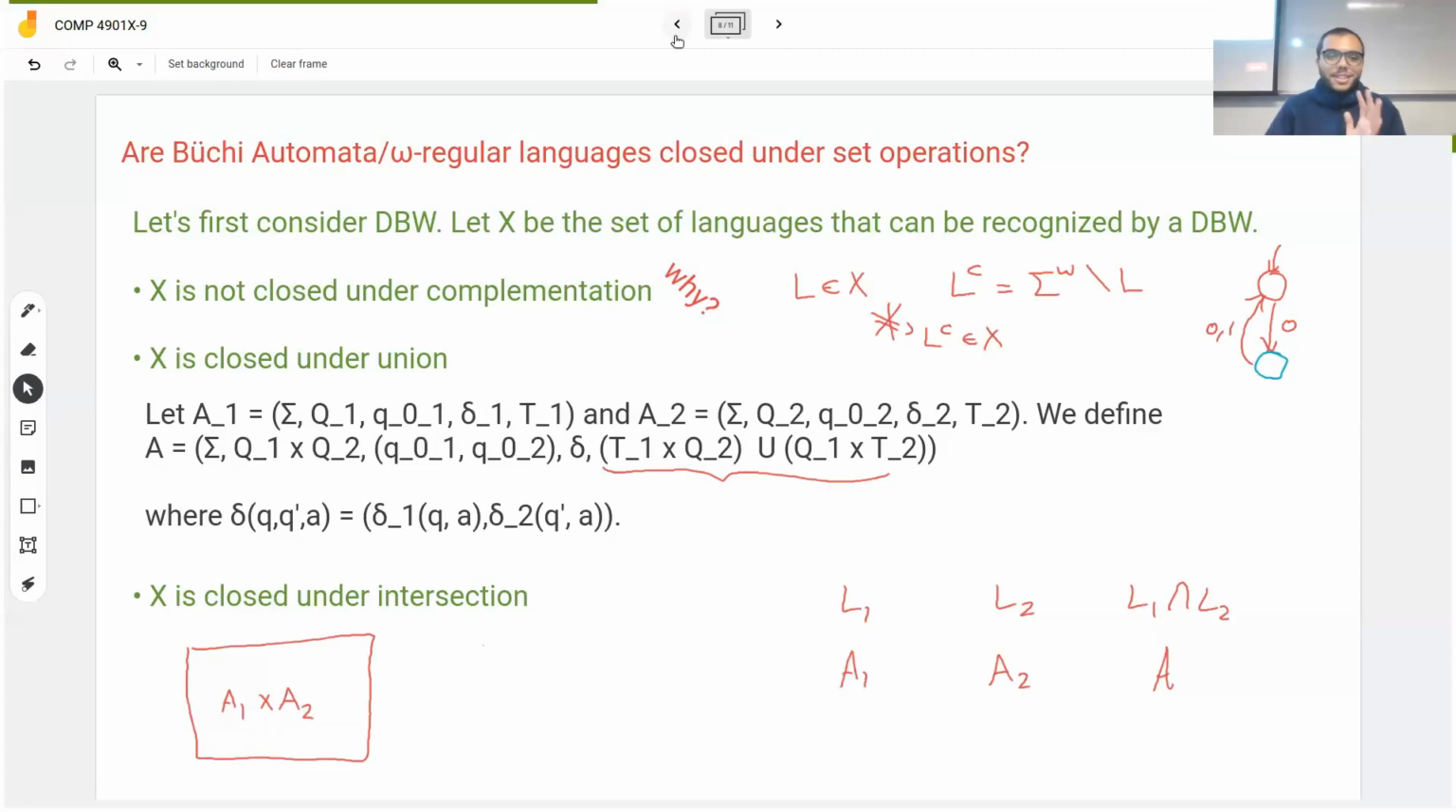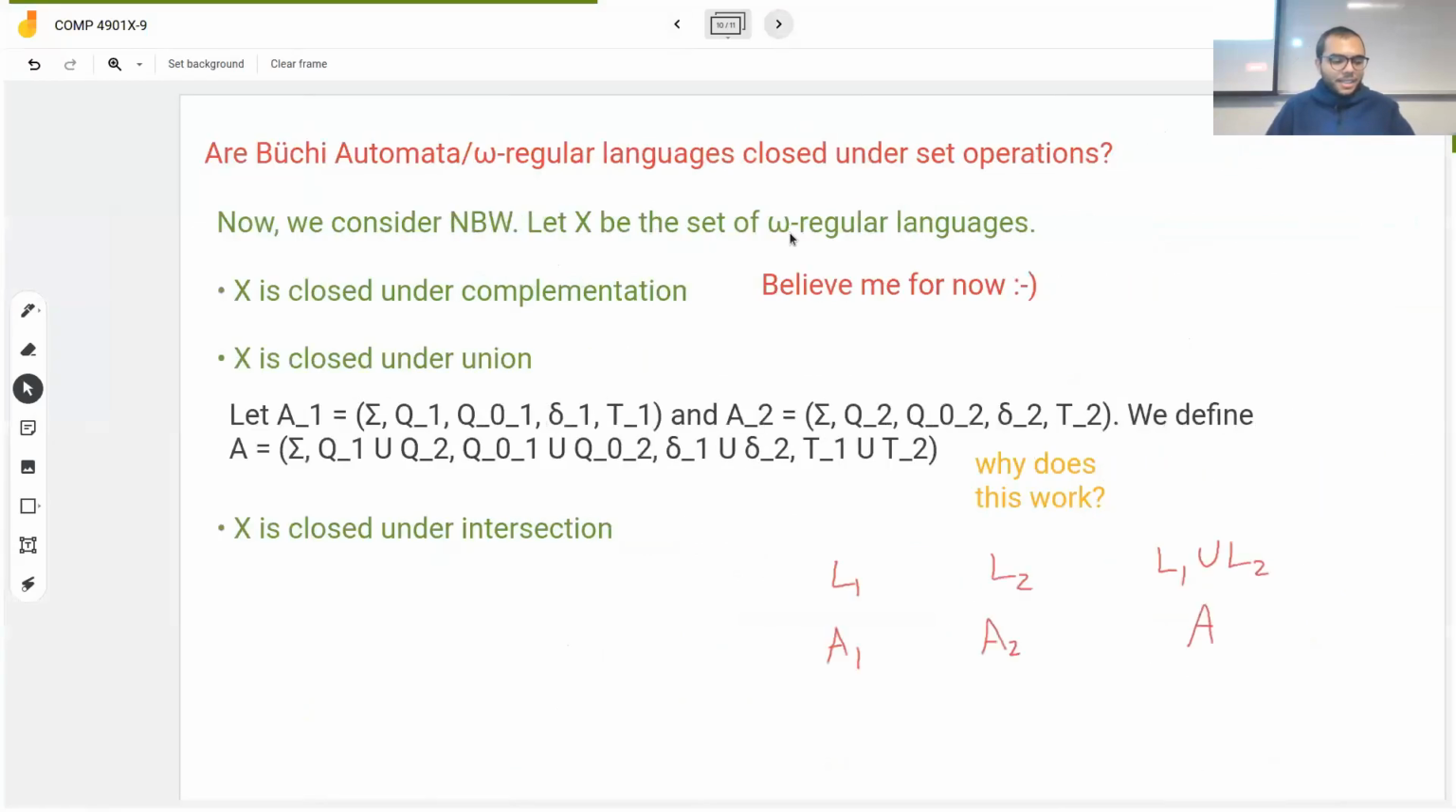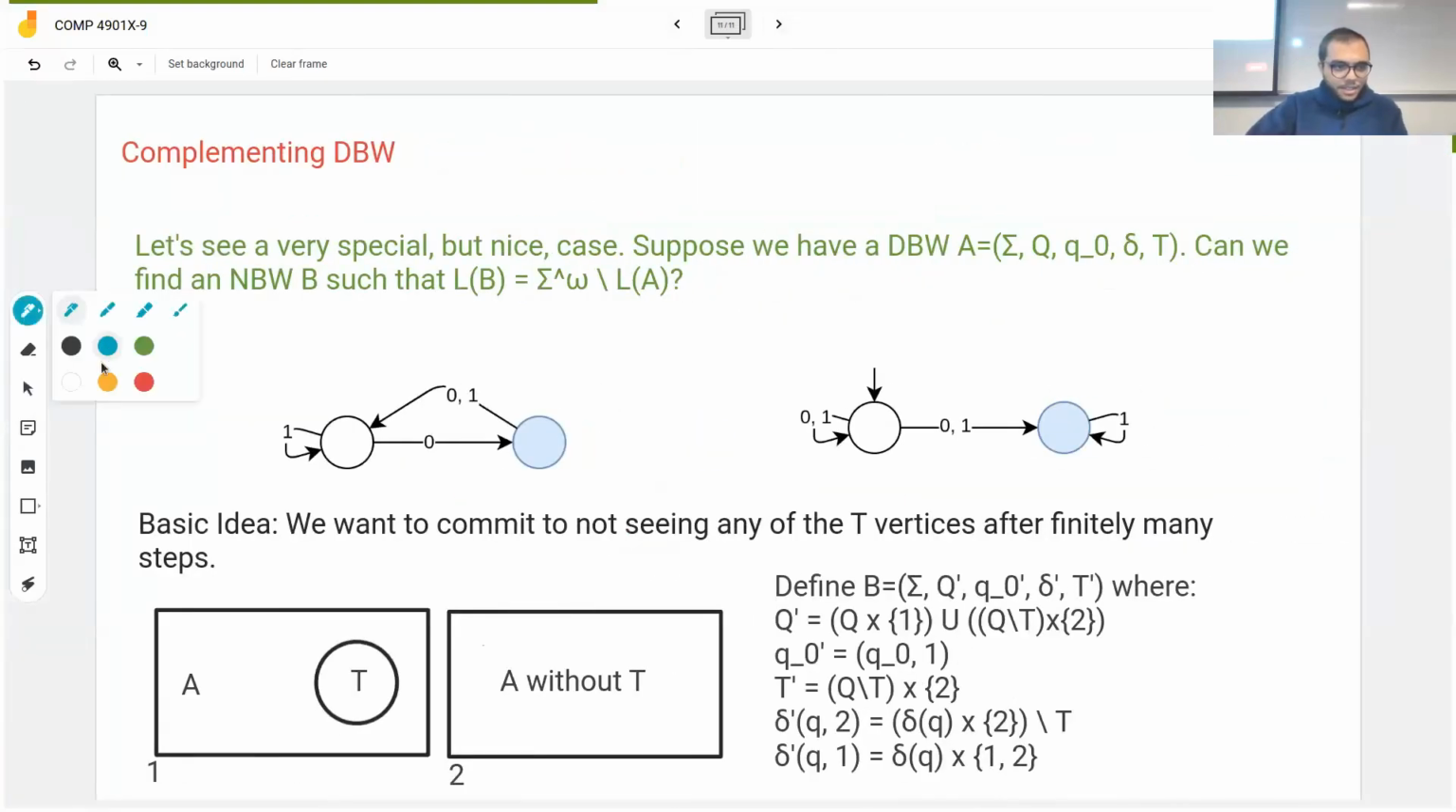But one nice question that is actually easy is, suppose that I give you a DBW, a deterministic Büchi automaton, and I ask you to complement it, but the complement automaton that you give me can be non-deterministic. Okay? So given an input DBW, output an NBW that accepts the complement language. Let's talk about this. This is actually easy. Let's look at this very special case.